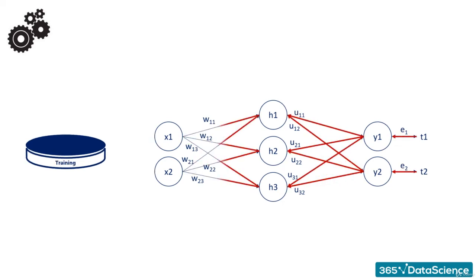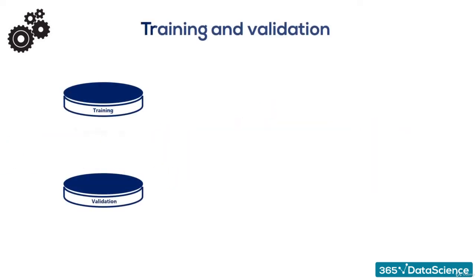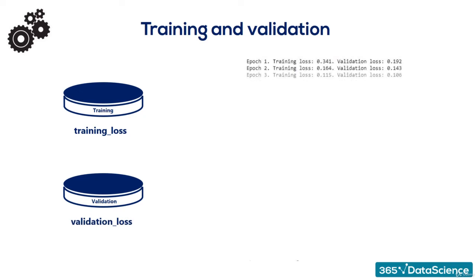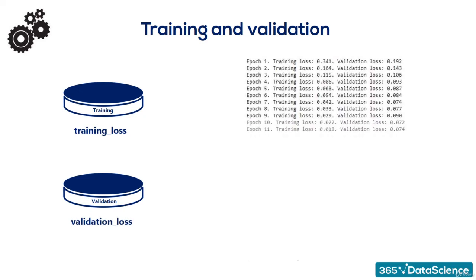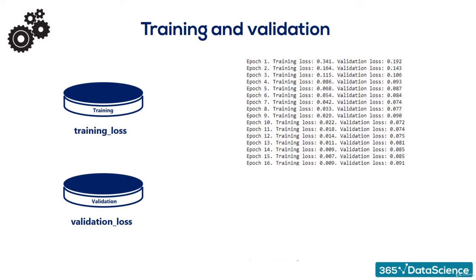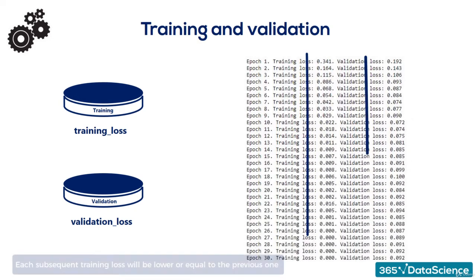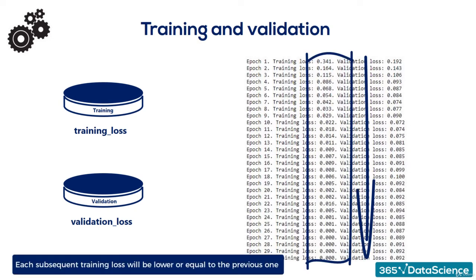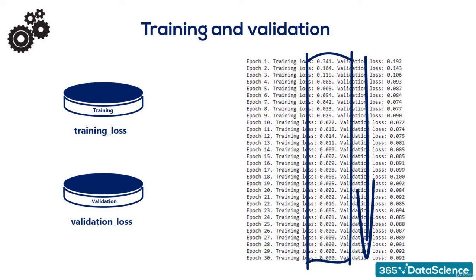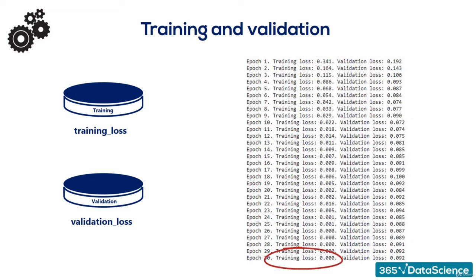The 2 loss functions we calculate are referred to as training loss and validation loss. And because the data in the training set is trained using the gradient descent, each subsequent loss will be lower or equal to the previous one. That's how gradient descent works by definition. So, we are sure the training loss is being minimized. That's where the validation loss comes in play.